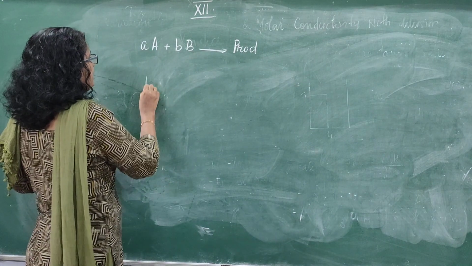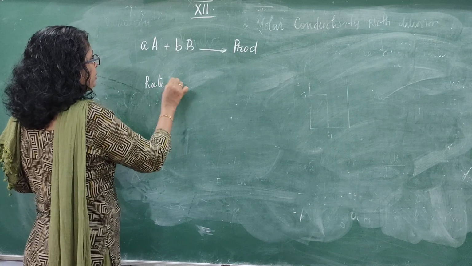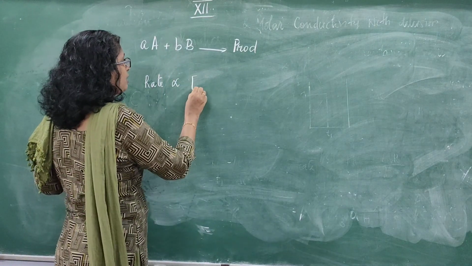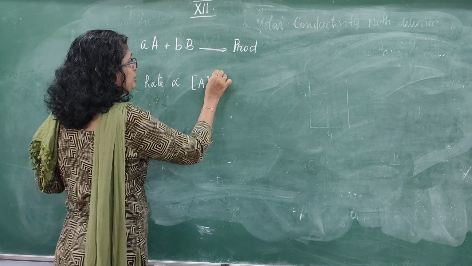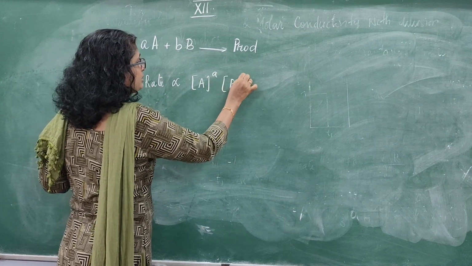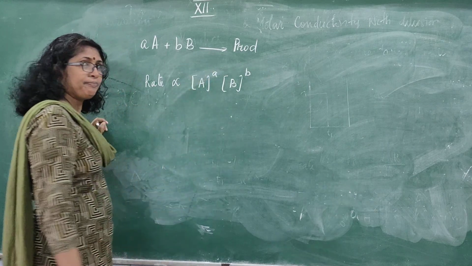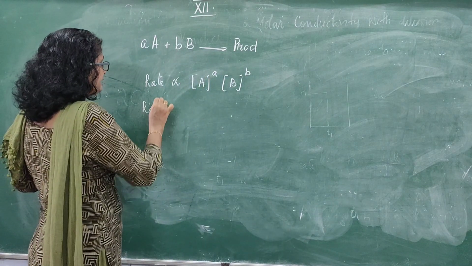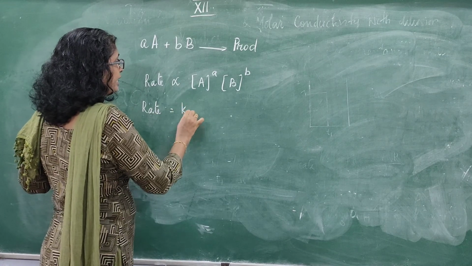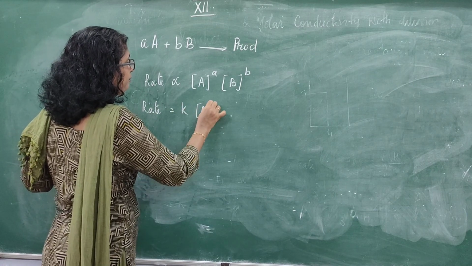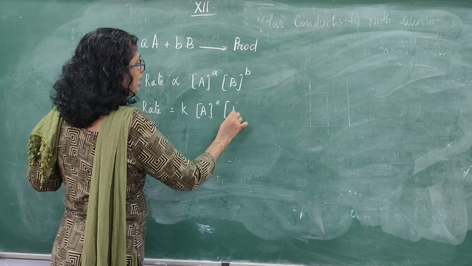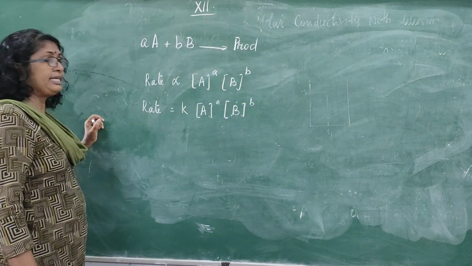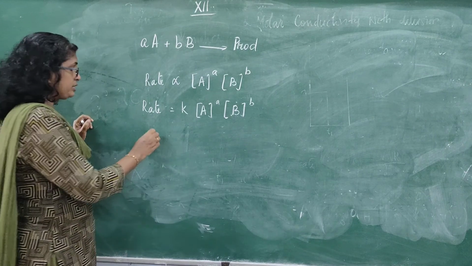So what is the rate? According to the law of mass action, the rate is proportional to the molar concentration of A raised to a, into the molar concentration of B raised to b. Or rate is equal to a constant K into the molar concentration of A raised to a, into the molar concentration of B raised to b. That K is called the specific rate constant.